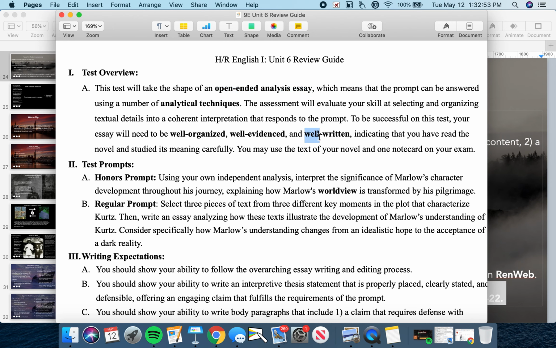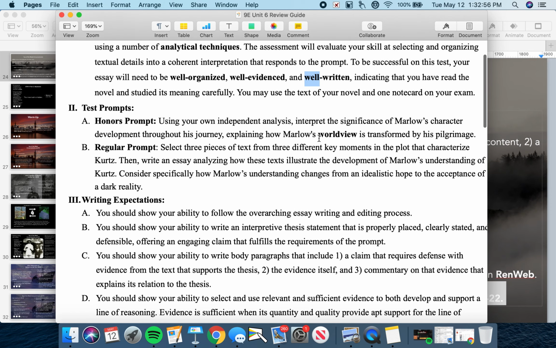Two different prompts. The honors prompt is a little more sweeping, a little more open, a little more challenging in that sense, using your own independent analysis. Using your own selection of text, using your own analysis of that selection of text, interpret the significance of Marlowe's character development throughout his journey. In other words, how does Marlowe, our protagonist, develop or change? How does his perspective change throughout the course of his journey?